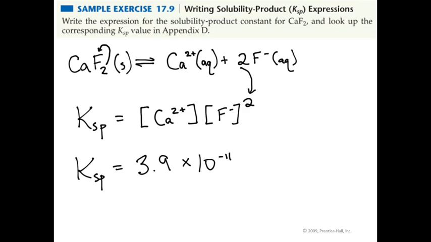Again, all these are insoluble on the table. 10 to the negative 11th is kind of a medium range compared to everything we looked at on the table before. So we practiced writing the equation. We practiced coming up with a KSP. Again, this one was finally a little bit different than the others because this one had something that was squared in it.